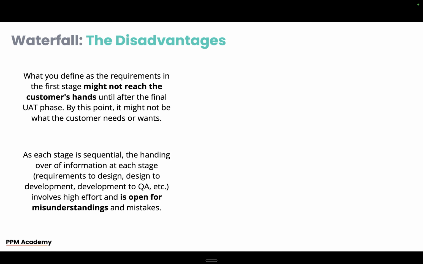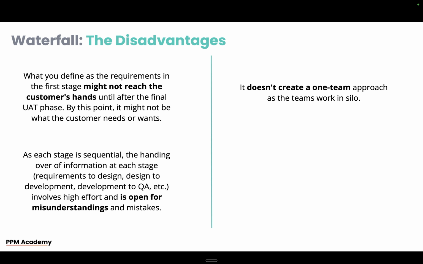And as each stage is sequential, the handing over of information at each stage, so requirements to design, design to develop, develop to QA, etc., involves high effort and is open to mistakes, misunderstandings, assumptions, etc., especially when it comes to the written word. If someone's reading requirements, one person may read it in one way, another person in another way. It doesn't matter how much time and effort you spend on detailing those requirements, there will be misunderstandings.